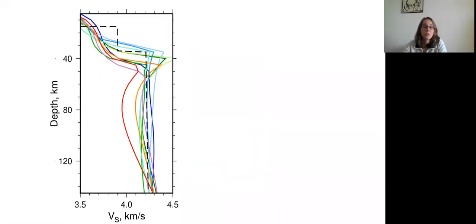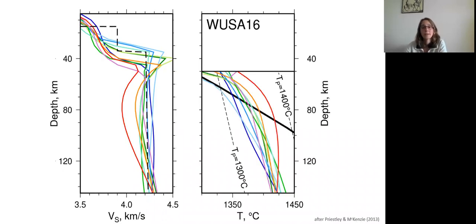But we can go one step further and extract velocity profiles from this tomographic model, one for each volcanic province. The dashed line here is the reference model. So you can see that most of these volcanic velocity profiles are slower than the reference model, sorry, between sort of 50 and 120 kilometers depth. And we can convert these velocity profiles into temperature profiles, following an approach of Priestley-McKenzie in 2013.